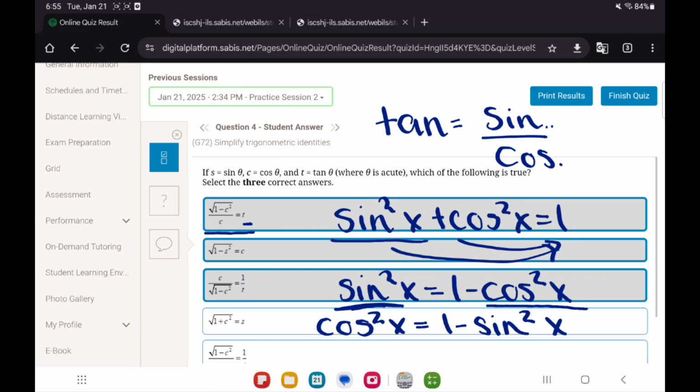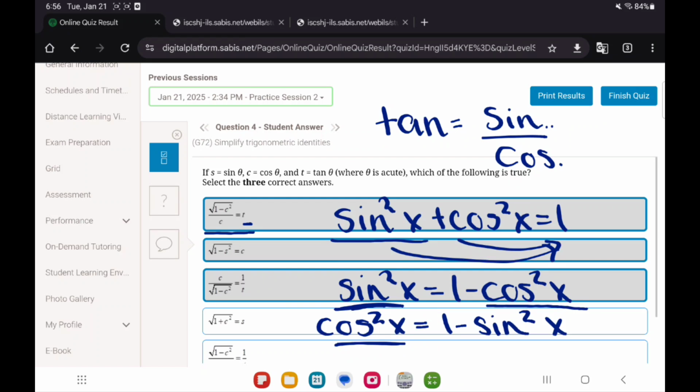Okay, here they want cosine, not squared, cosine only. So you remove the squared and put a radical. So here's the radical of 1 minus sine squared x, and here's 1 minus sine squared x under the radical, which will equal cosine here, and cosine here. So that's also one of your answers.